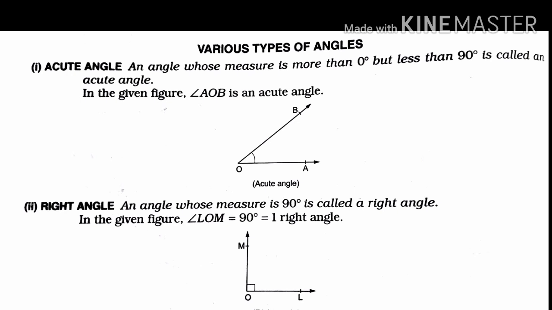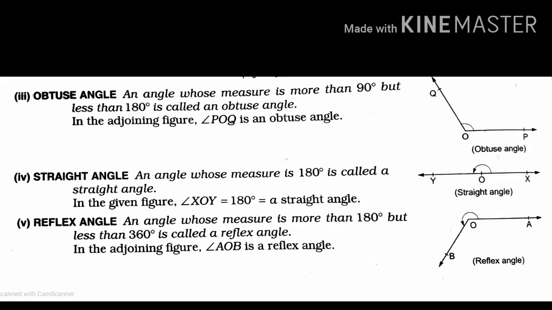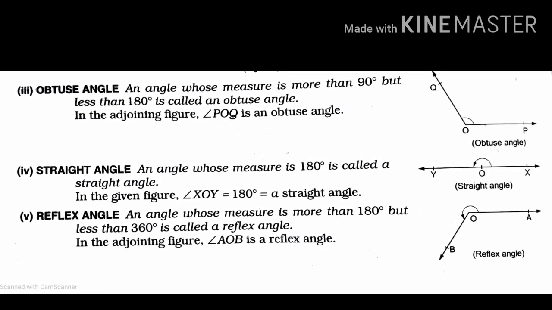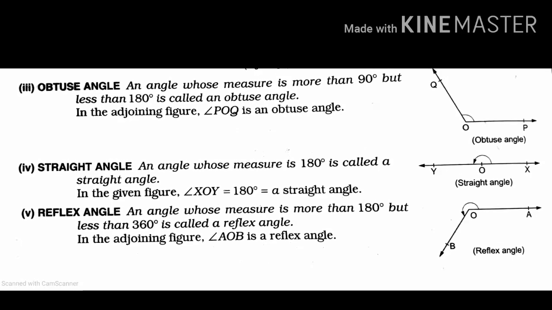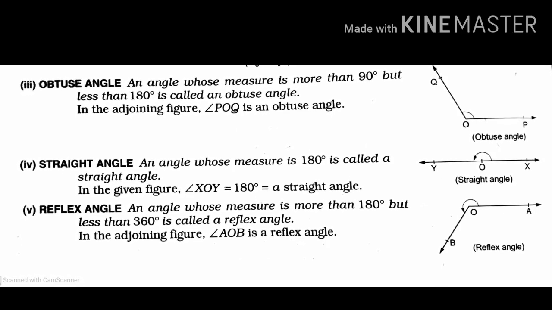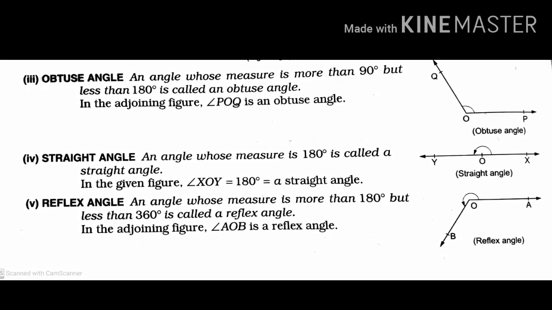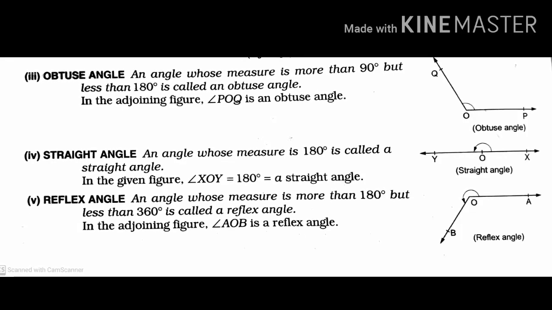Various types of angle. Acute angle: an angle whose measure is more than 0 degree but less than 90 degree is called an acute angle. Right angle: an angle whose measure is 90 degree is called a right angle. It's in the shape of L. Okay. Then obtuse angle: an angle whose measure is more than 90 degree but less than 180 degree is called an obtuse angle. Straight angle: an angle whose measure is 180 degree is called a straight angle. Since it forms a straight line, therefore we call it straight angle.